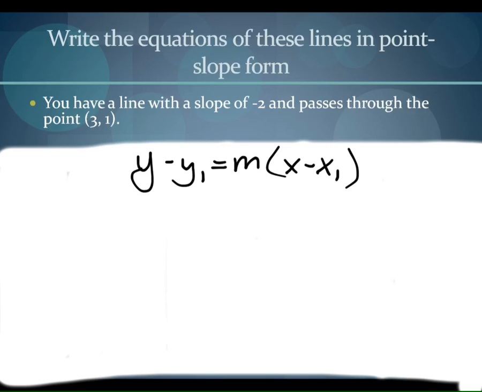Now, we just did a problem like this before we knew what point-slope form was. You said, okay, the slope is -2. You plug that in for m. You plug in that for y, that for x, and y equals mx plus b, and you solve for b. Let's first plug this into point-slope form.